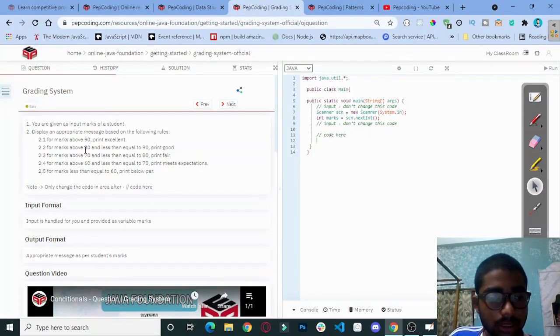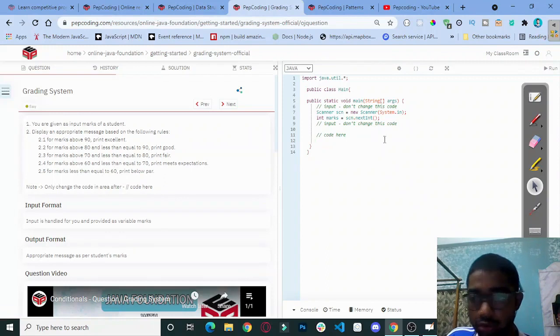If the marks is above 80 and less than or equal to 90, then print good. If the marks is above 70 and less than or equal to 80, print fair. If the marks is greater than or equal to 60 and less than or equal to 70, print meets expectation. And the last line wants from us that we need to print below par if the student got below 60% number. So let's see how we will solve it.